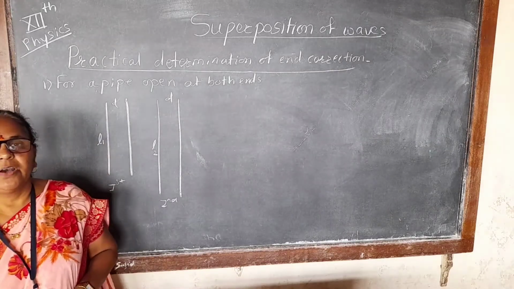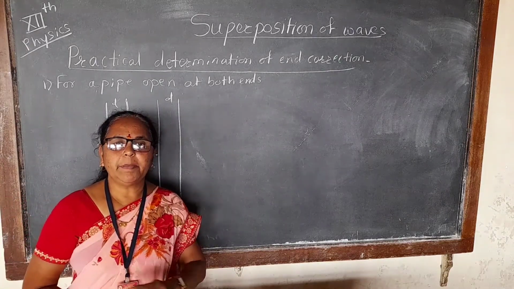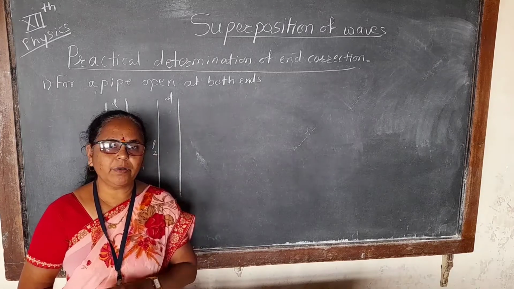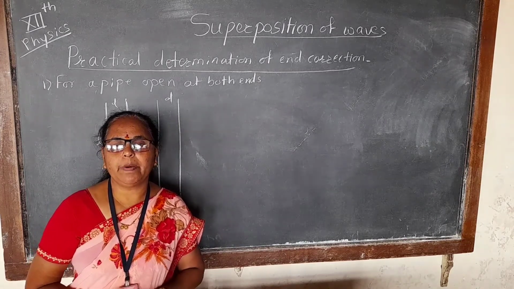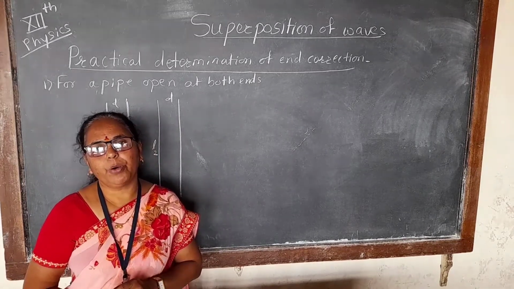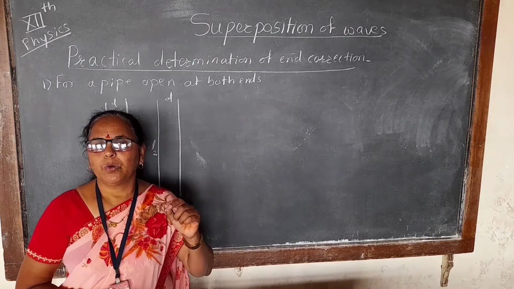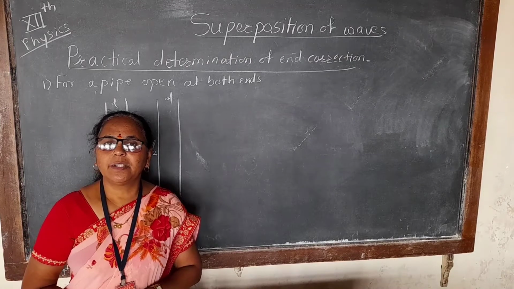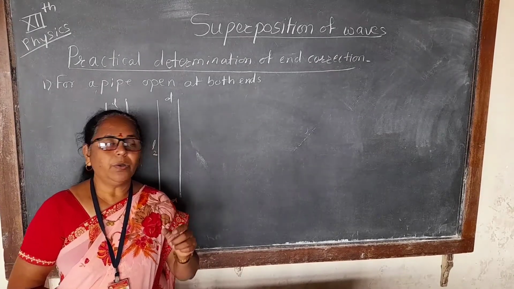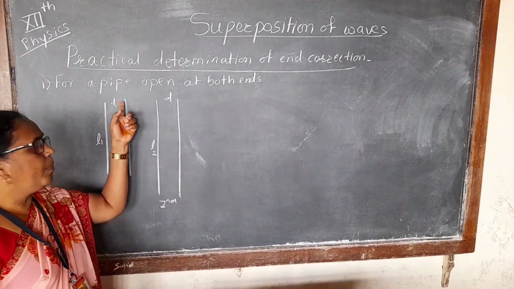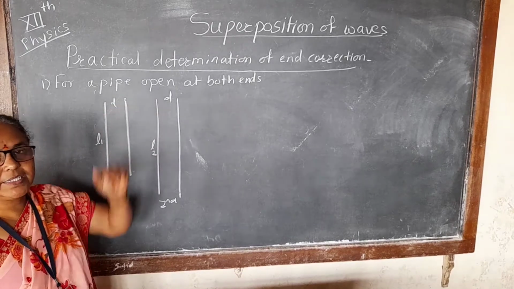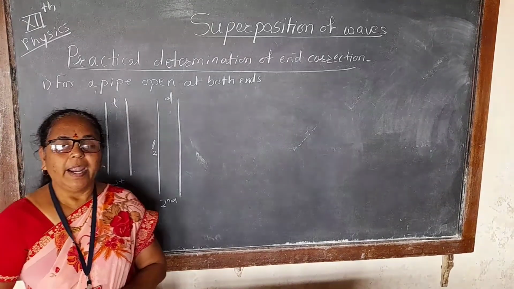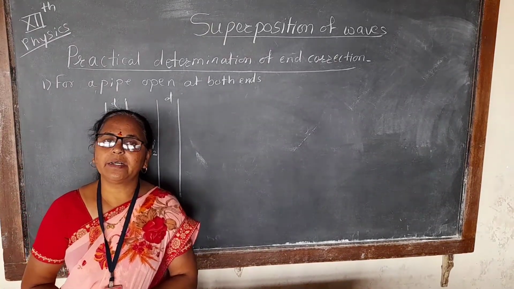Hello friends, we have studied that when vibrations are produced in an air column in an open pipe, antinodes are formed at the open end of the pipe and at the closed end there is a node. So, the antinode is not exactly at the open end but a little distance outside the open end, and therefore we have to add the end correction.